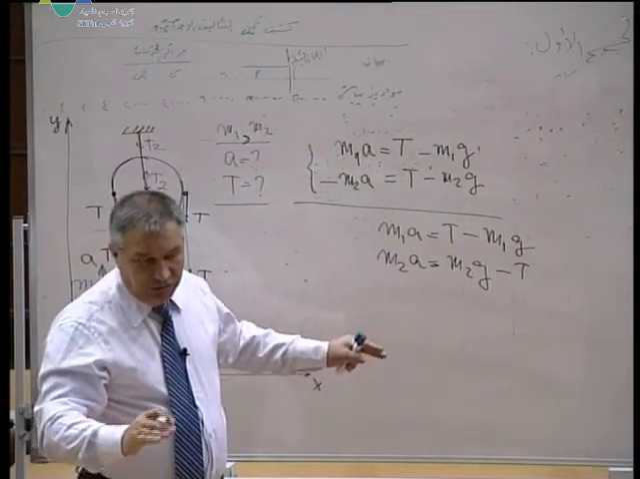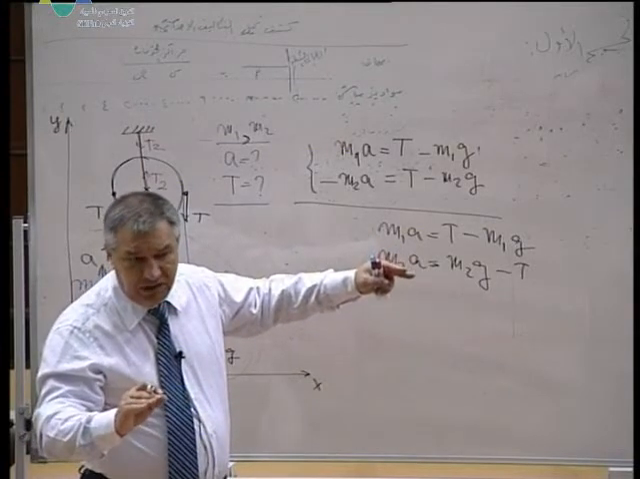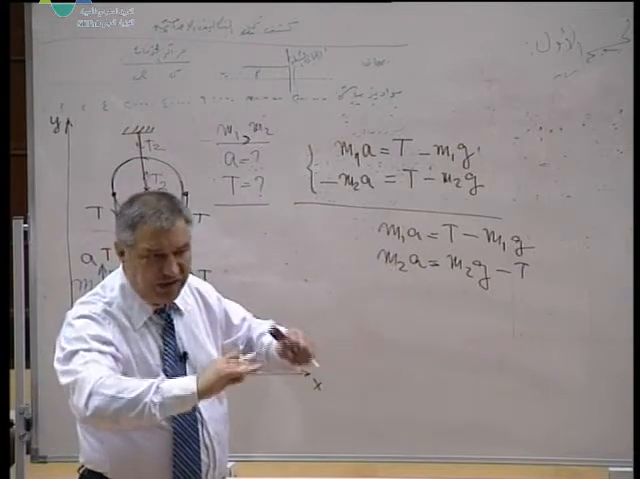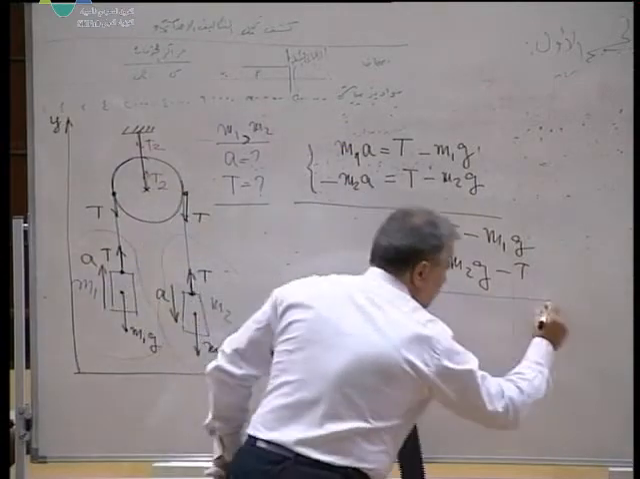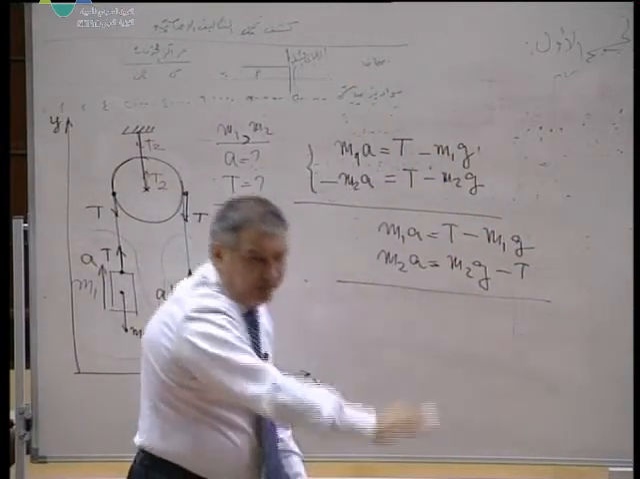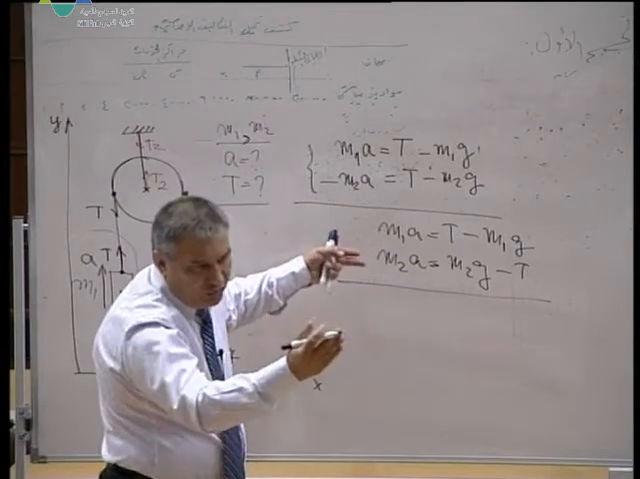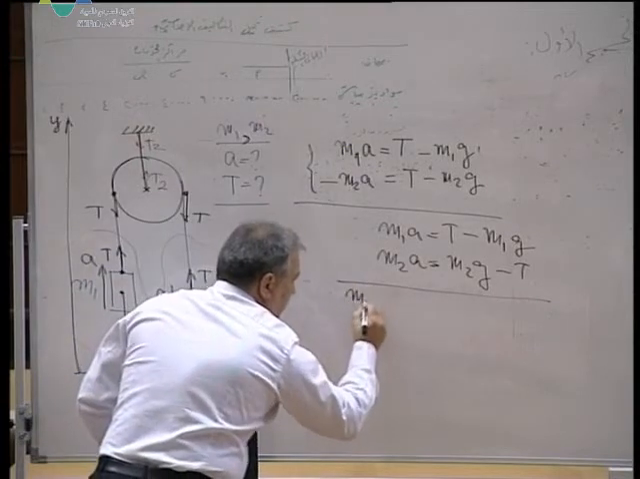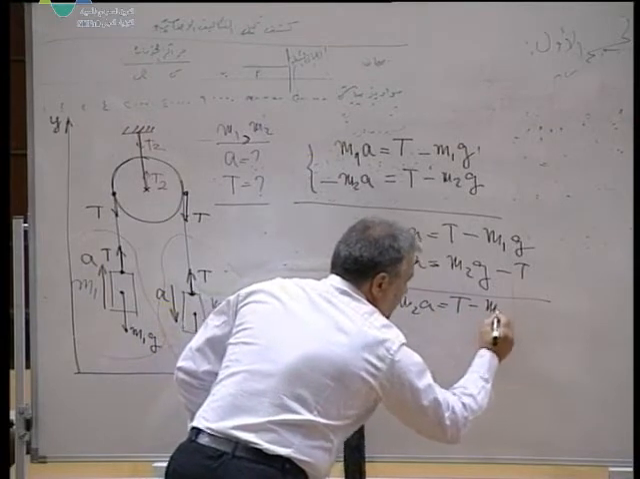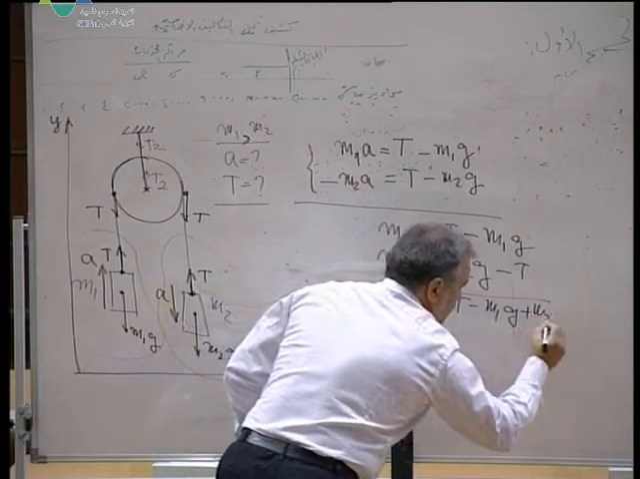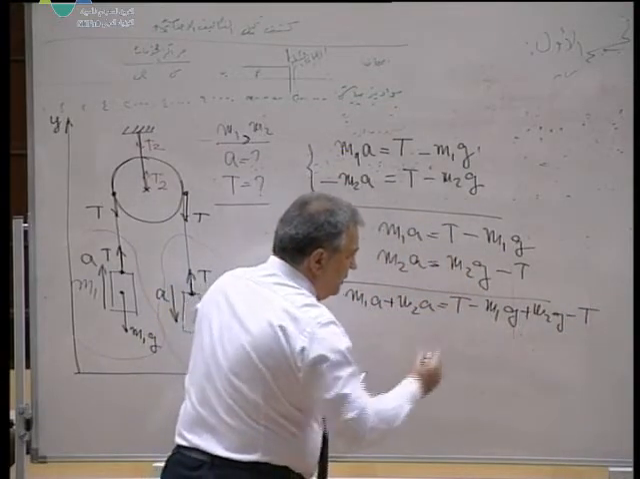Here I have two, but in the final you'll see I'll have six or seven equations. Doesn't matter. I normalize all the equations, that means a plus in front of A. I put a line and I add everything. If I have five equations, I add five equations. If I have two, I add two. Okay? This is M1A plus M2A equals T minus M1G plus M2G minus T. It's clear, T with T.